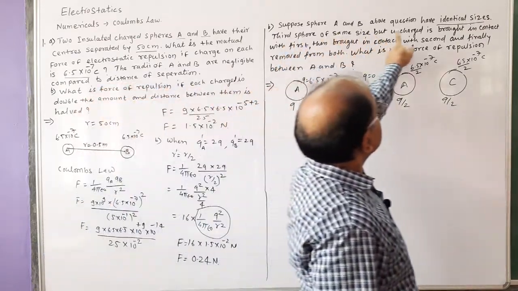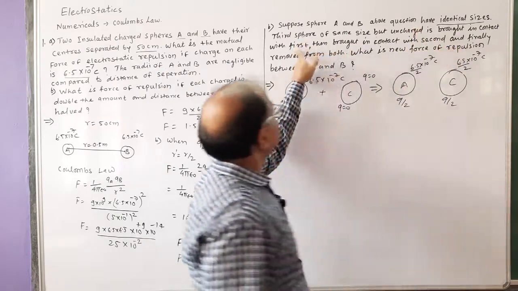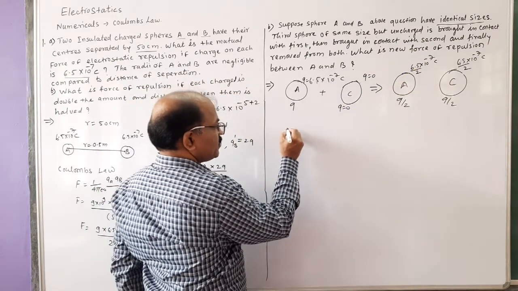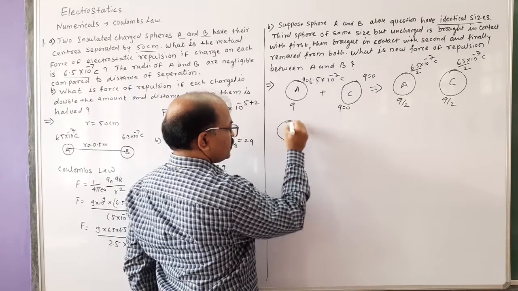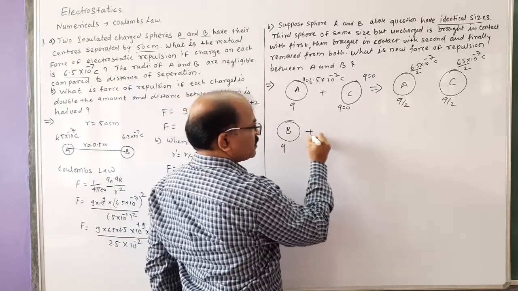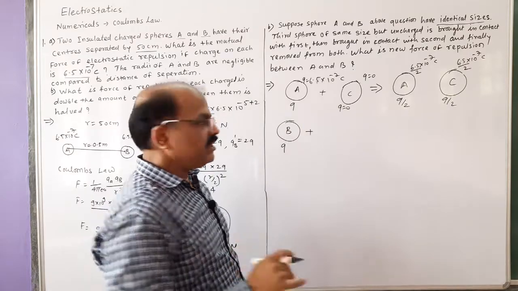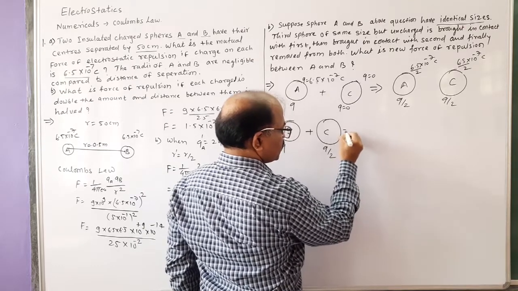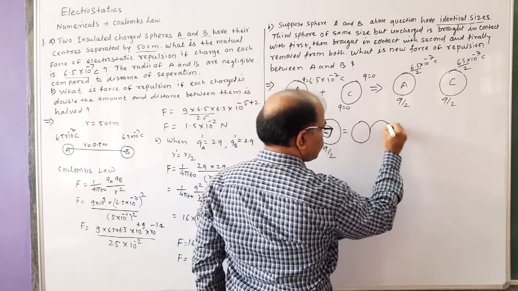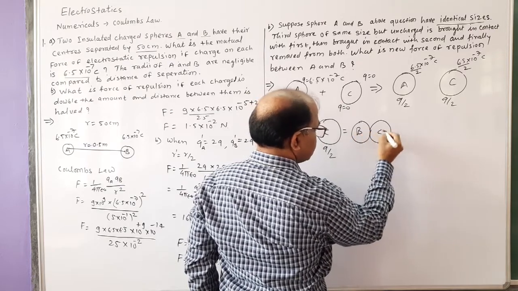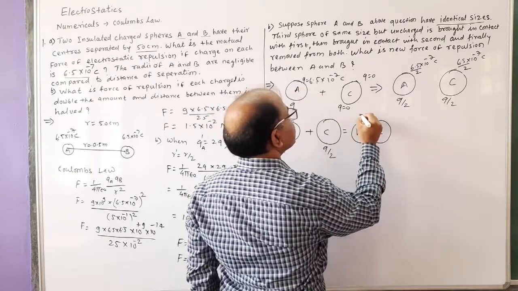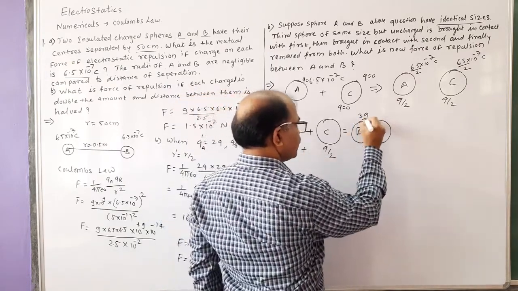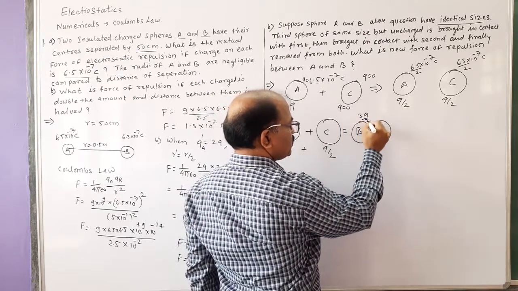Third pair of the same size charge is brought in contact with the first, means A, then brought in contact with the second, means B. B also has a charge, suppose it is Q, and C is brought in contact with B, the charge on C equal to Q by 2. So when these two, B and C, are in contact with each other, the total charge becomes 3Q by 2. This is the total charge on both.